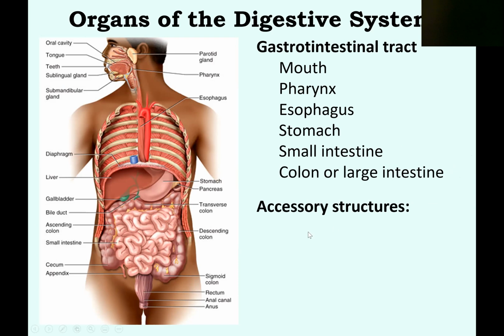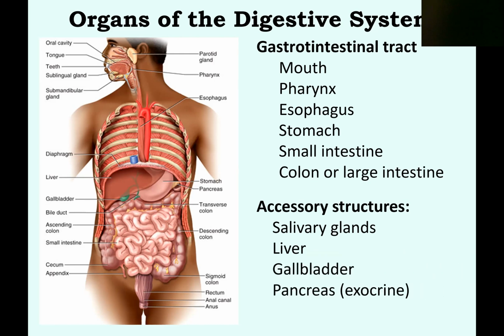So the accessory structures empty into the gastrointestinal tract. The salivary glands all empty into the mouth. The liver, gallbladder, and pancreas, at least the exocrine portion, are going to empty into the small intestine.